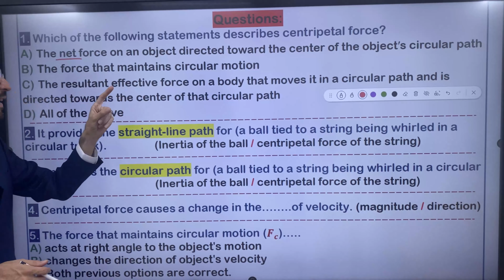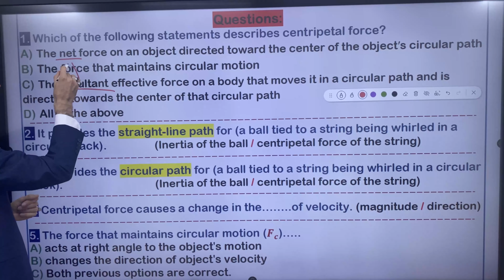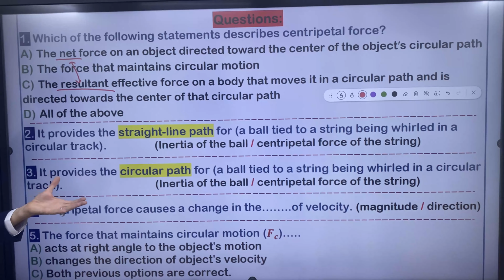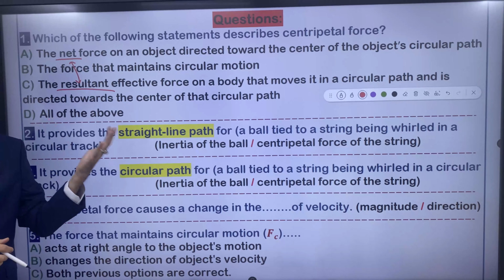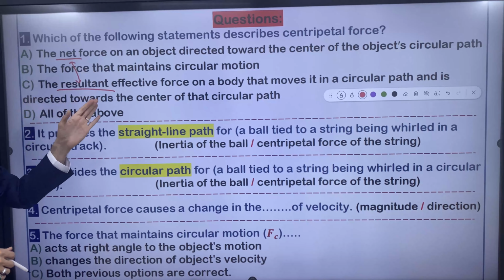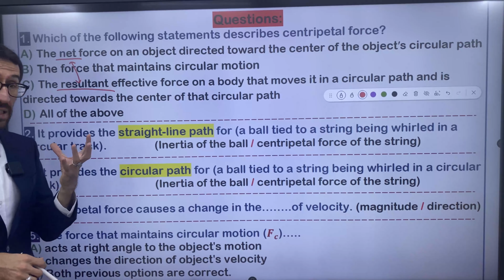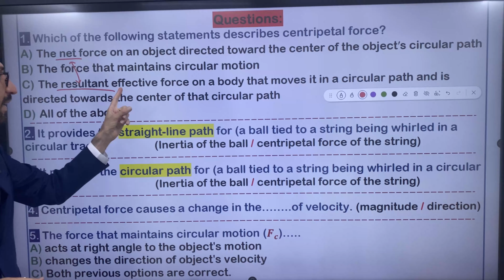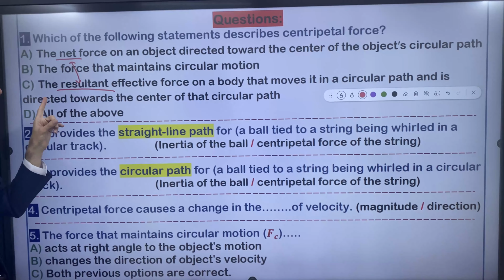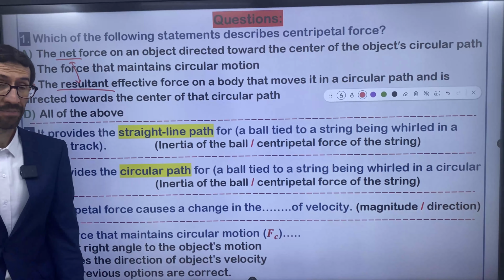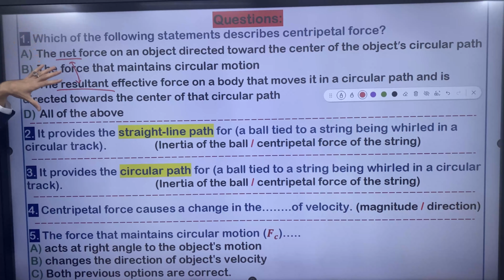C, the resultant effective force. Resultant means net. It has the same meaning. Resultant force, net force means there's more than one force for creating centripetal force. The resultant effective force on a body that moves in a circular track and is directed toward the center of the circular path. So all of these definitions are true. That's why I'm going to circle D, all of the above. All of the options are true.